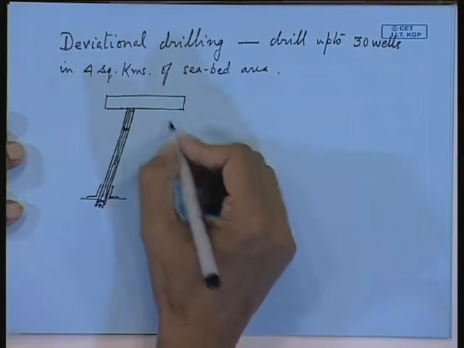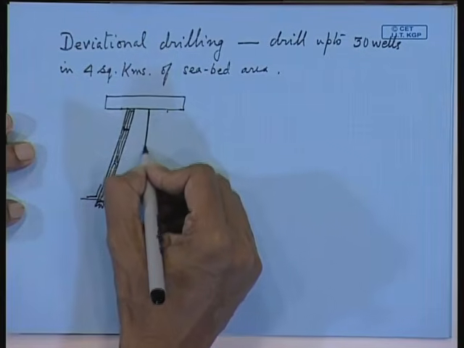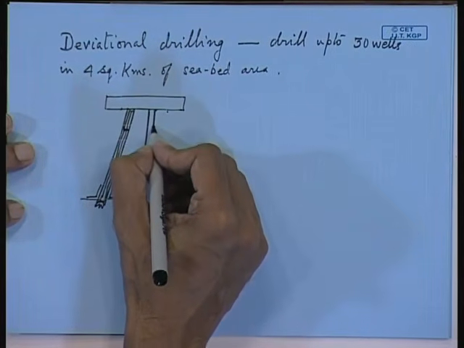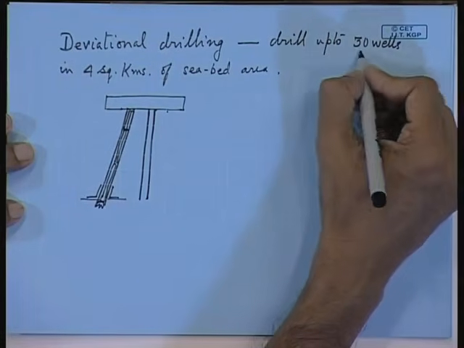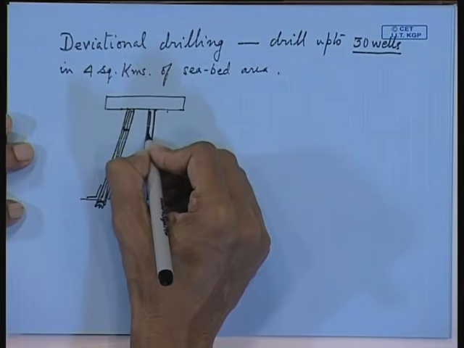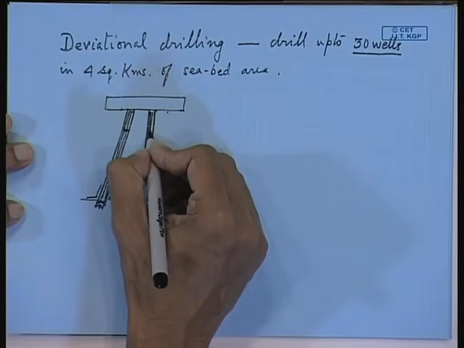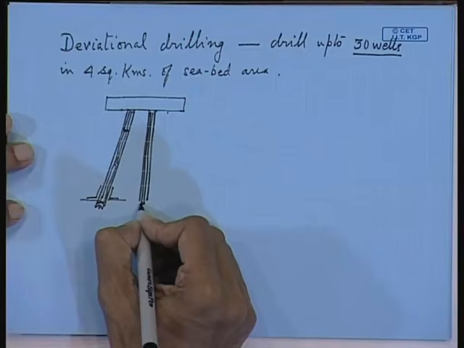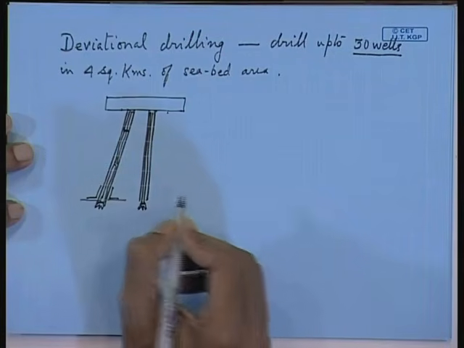Here you have one drill string, and you can have one other drill string which is vertical. Like this you can service 4 square kilometers of seabed area, and you can drill as many as 30 wells. This is one aspect of drilling technology which has developed in order to drill more oil wells from a single platform. This is done in this fashion.